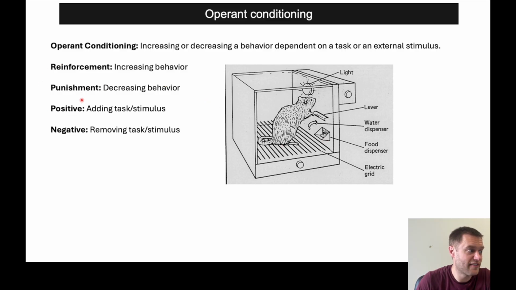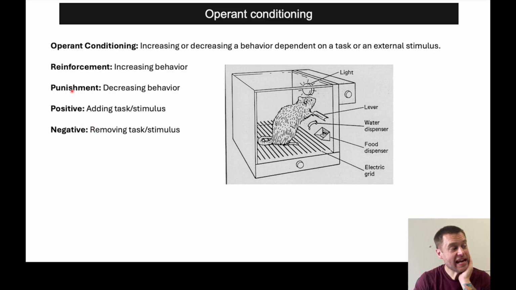I could also have positive punishment, right? Let's say I don't want the rat to press the lever. So every time it presses the lever, it actually gets an electric shock, right? It's a little bit barbaric, but this is just what it is. So if you're adding the electric shock, and you want the rat to stop pressing the lever, so you shock it whenever it presses the lever, then this is positive punishment because you are decreasing the behavior by adding the electric shock.